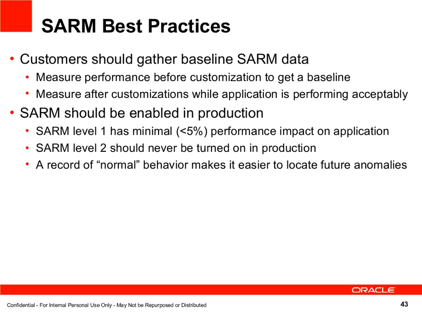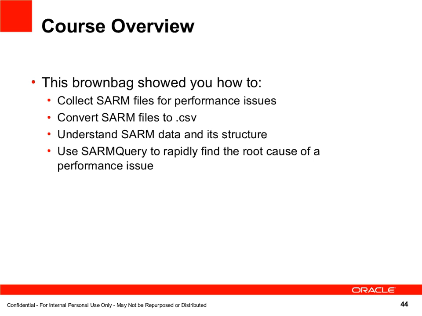And if you are going to implement this in production, you can, by enabling that SARM level of 1, which has a minimal performance impact on the application, but you shouldn't be enabling SARM level 2 in production. It's nice to have that record normal behavior, but turning it to level 2 would cause performance impacts of its own.